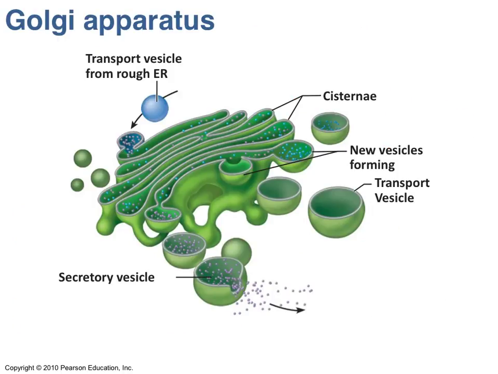Next we have the Golgi apparatus, also known as the Golgi body or the Golgi complex. And the Golgi apparatus is a stack of membrane sacs, like someone stacked them up and then flattened them down. And in here you see a lot of processing and sorting of proteins.